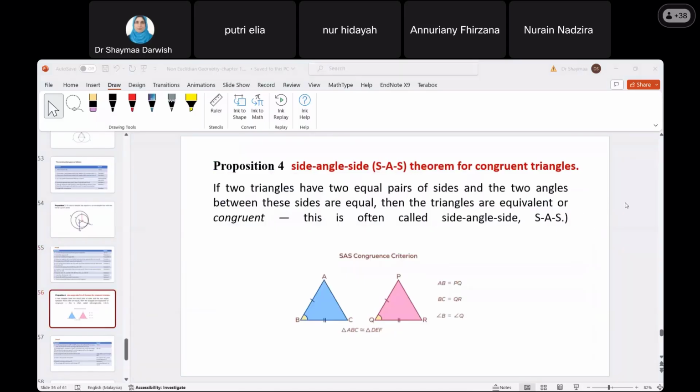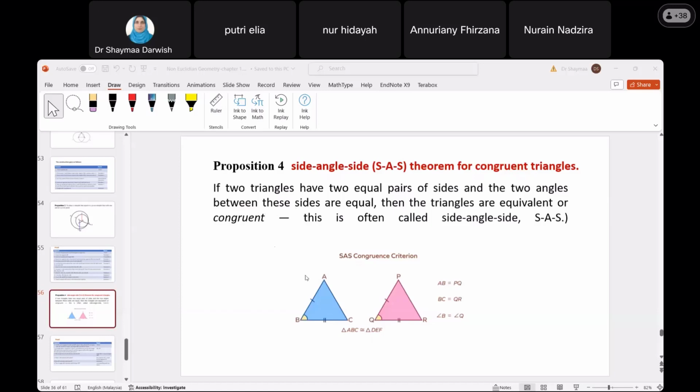The fourth proposition, proposition 4, is about congruent triangles. If you have two triangles, ABC and PQR, and you have QR equal to BC, this is the first side, and QP equal to BA, this is the second side. So the first side is equal to the first side, the second side is equal to the second side, and the angle in between is equal. The angle Q is equal to the angle B.